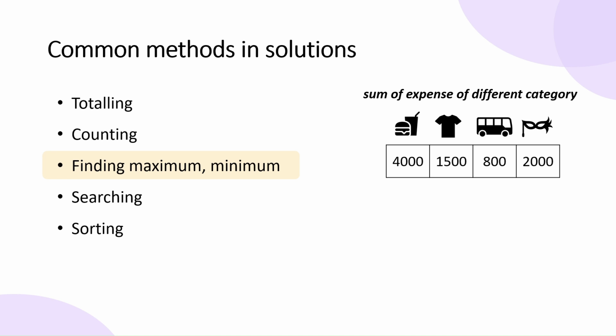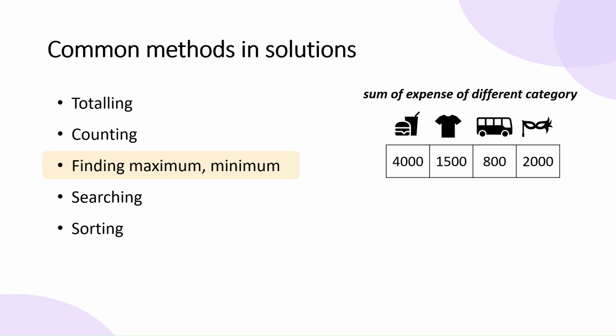You may wonder, when would I use the finding maximum and minimum methods? For example, you got an array which stores the sum of expense of each category, and you're wondering which category did I spend the most money in? So in this problem, you're going to use the finding maximum and minimum methods.